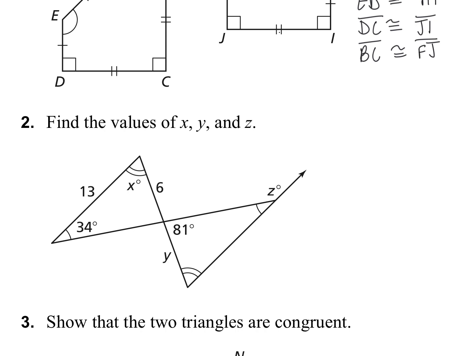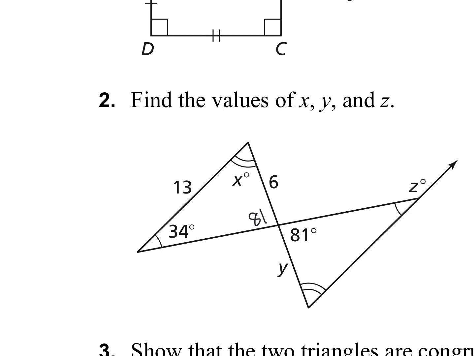So what you do is, for number 2, you add 34 and 81. Hold on. How would I know it's 81? Because they're vertical angles. Okay, so I'm going to solve for X first. Solving for X, I'm going to do it at the side. 34 plus 81. What would I get? 115.